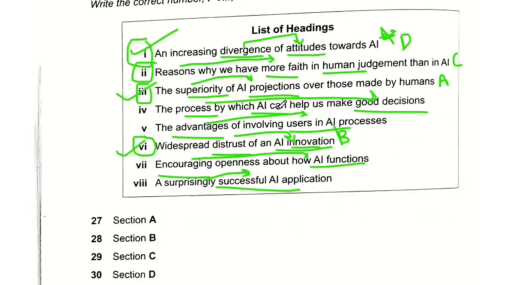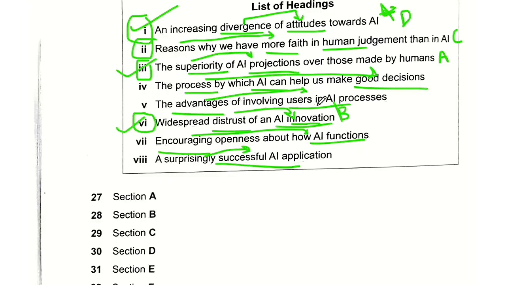The process by which AI can help us make good decisions. We have clearly not mentioned about this. The advantages of involving users in AI process. They have not spoken about involving the users in the process, encouraging the openness about how AI functions. This is clearly mentioned in the paragraph. So here the answer will be E.